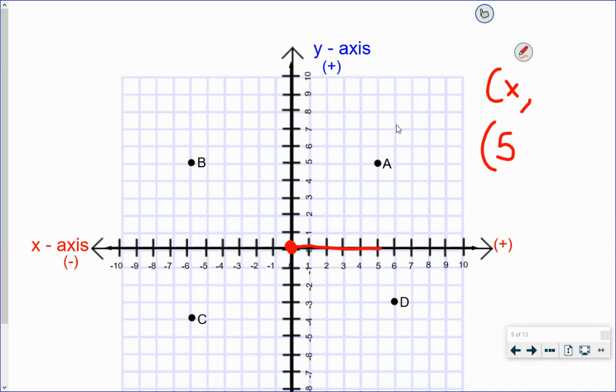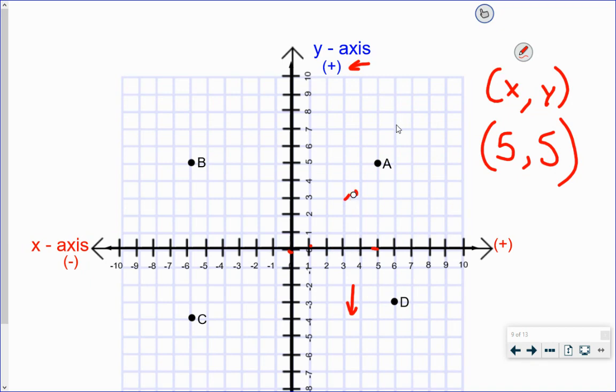Okay? Now, what is Y going to be? Well, for Y I either have to go up to get to that point, or I have to go down to get to that point. And from this location where I stop for X, I have to go up. So up is positive. So positive 1, positive 2, positive 3, positive 4, positive 5. So Y is 5. So the location of A is 5, 5, which X is 5 and Y is 5.